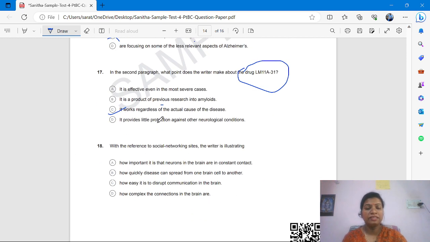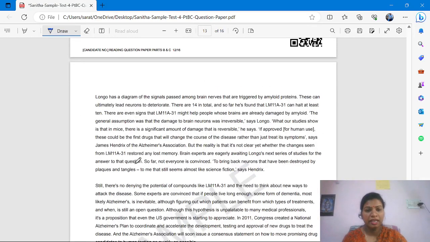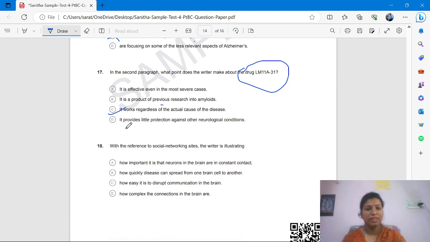But see, it provides little protection against other neurological conditions. There is something about the neurological part, but it is not saying little protection against other neurological conditions. So we can eliminate the fourth option. Like that, you have to practice the elimination technique. Please practice it. Connect your answer with the text and find out the correct answer. Again I am repeating, so please practice very well.